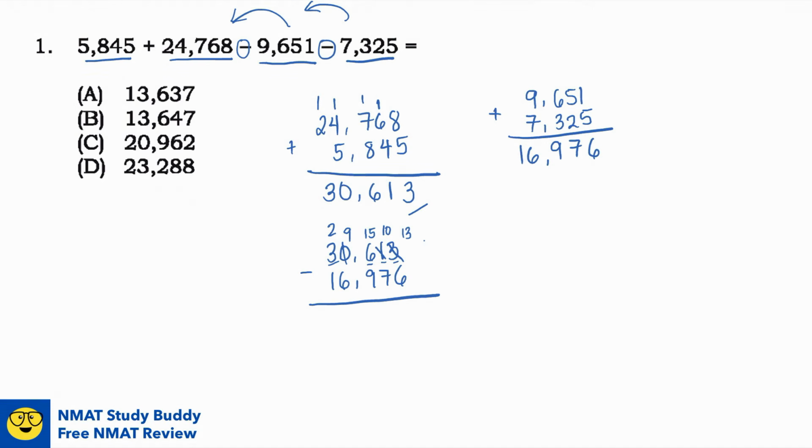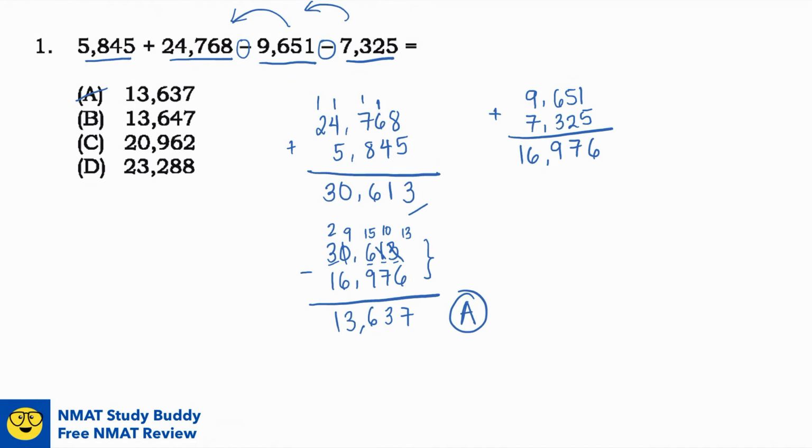So, 13 minus 6, pwede na, diba? 13 minus 6 is 7. 10 minus 7 is 3. 15 minus 9 is 6. And then, 9 minus 6 is 3. 2 minus 1 is 1. So, meron tayong answer na 13,637, which is letter A.